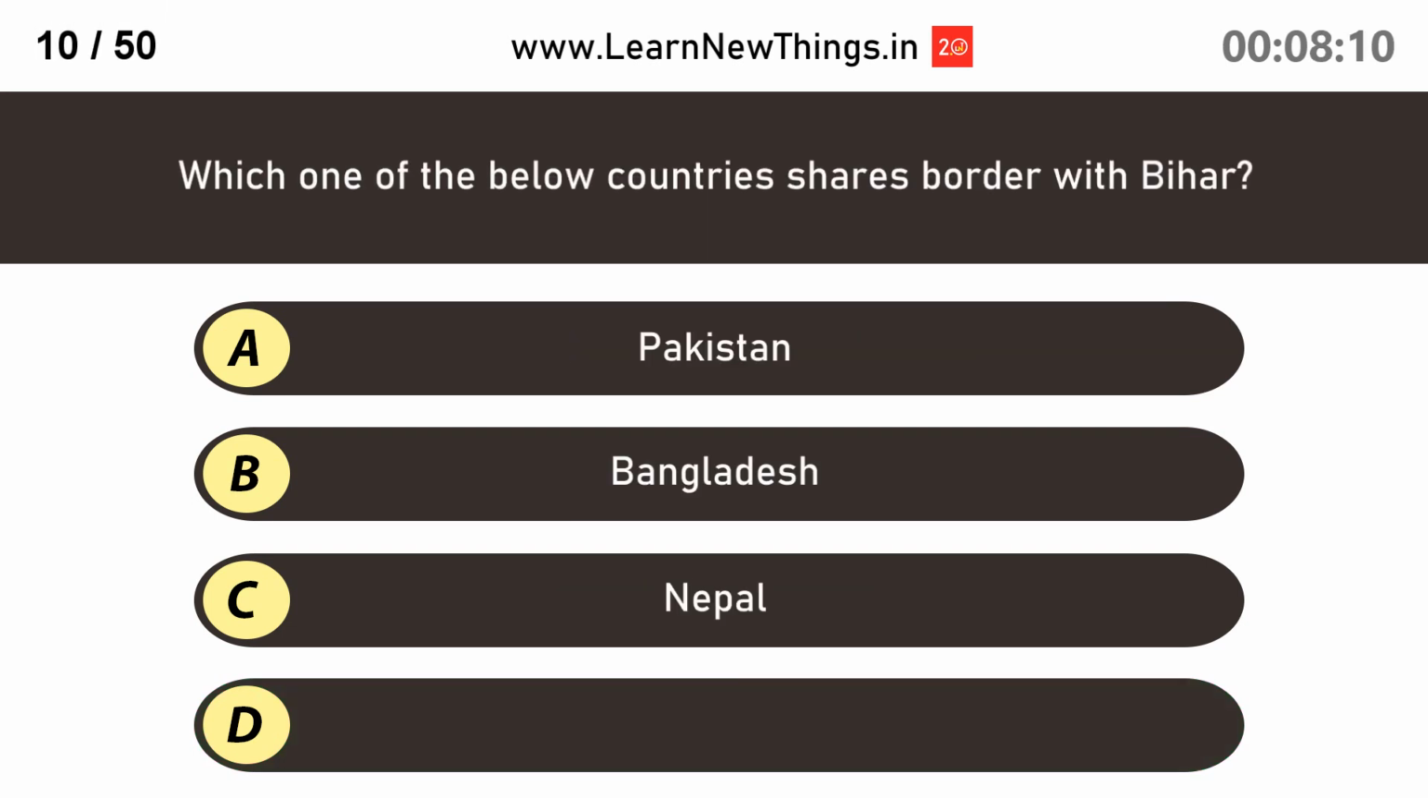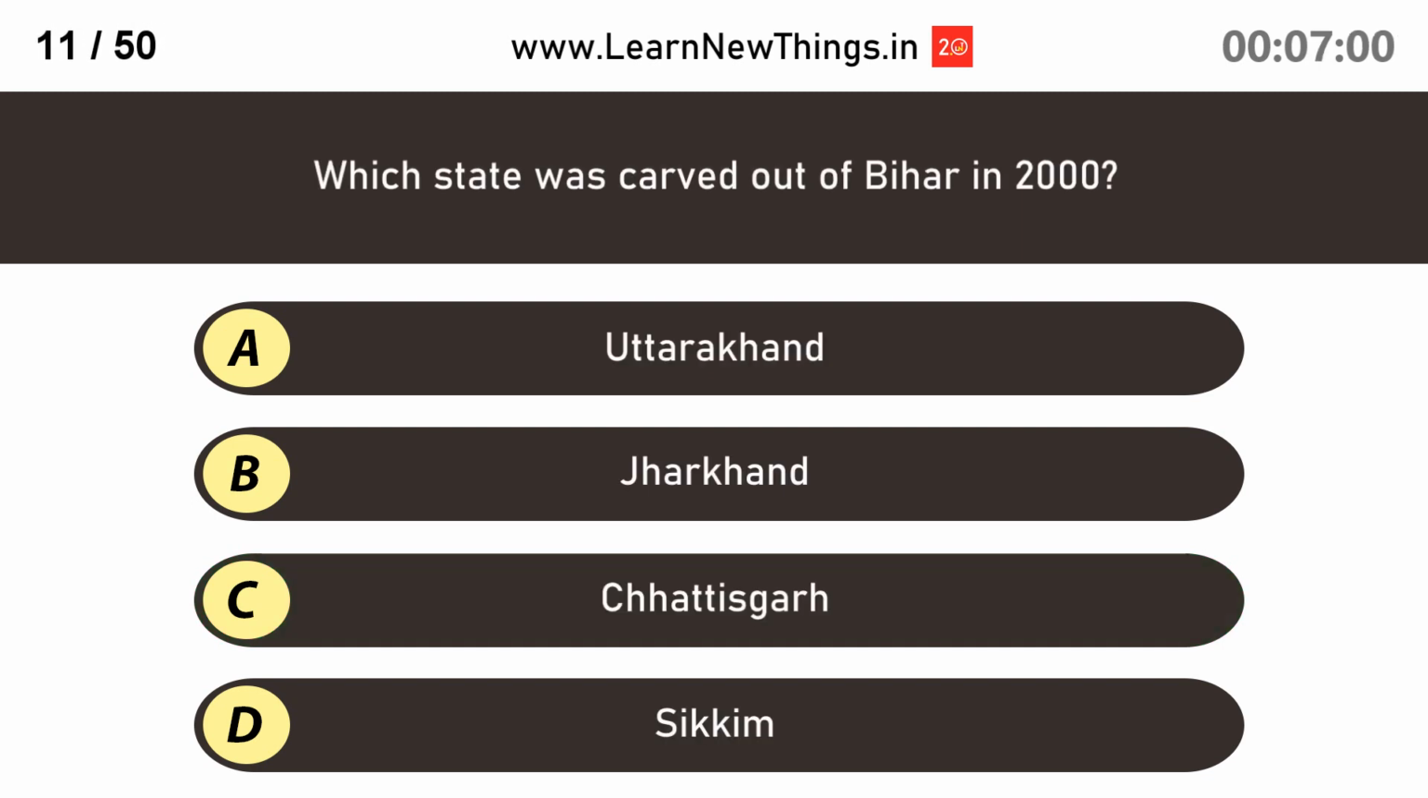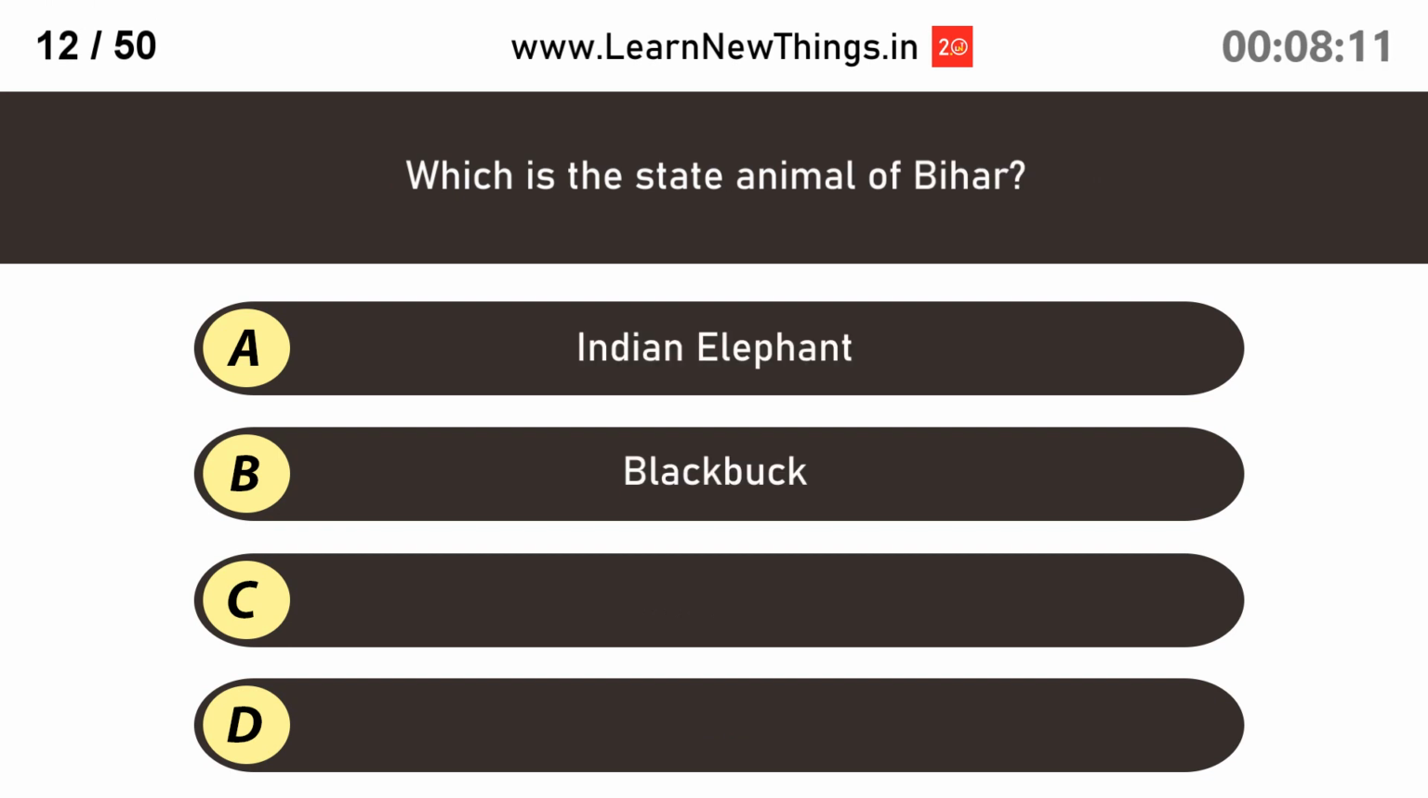Which one of the below countries shares border with Bihar? Nepal. Which state was carved out of Bihar in 2000? Jharkhand. Which is the state animal of Bihar? Indian bison.